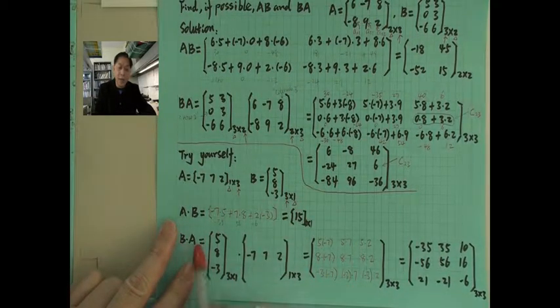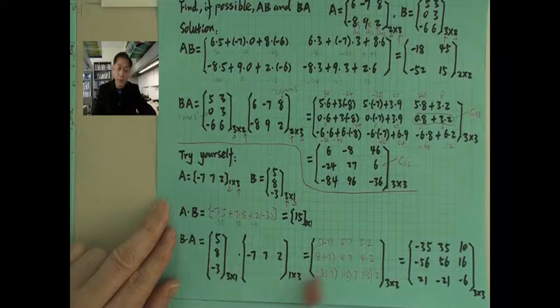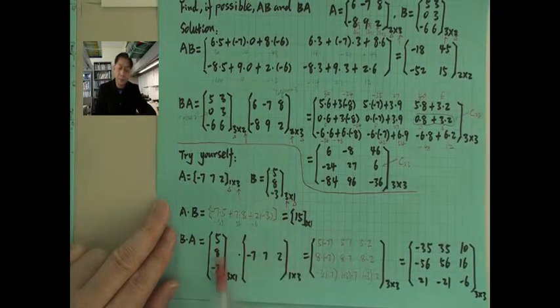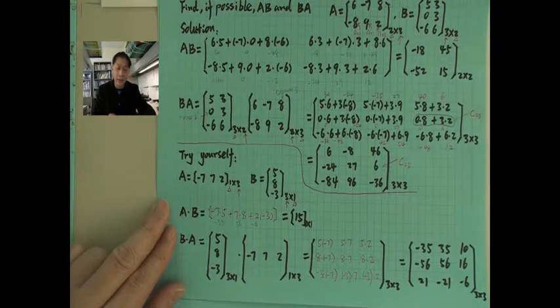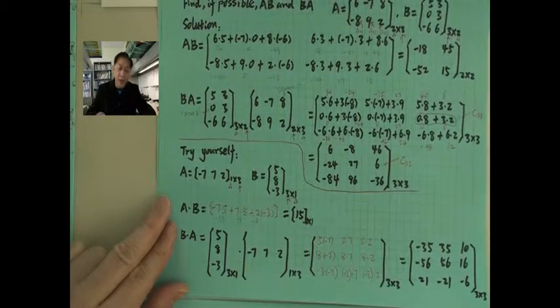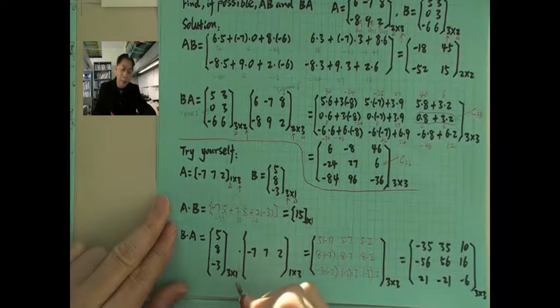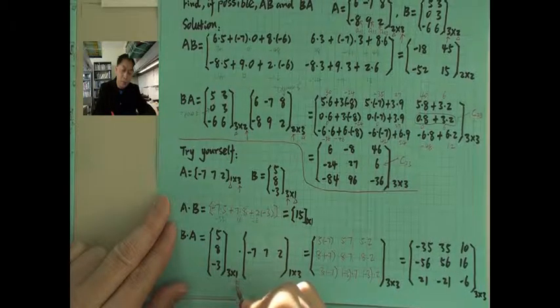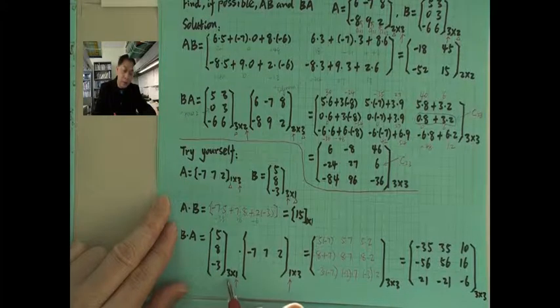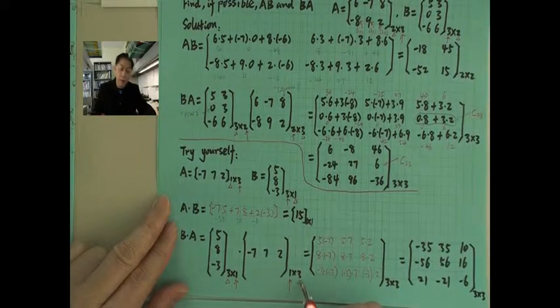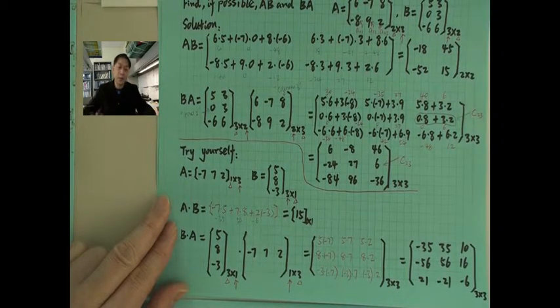If you do B times A, B is this one, A is this one. Okay? And then you can check the number of columns equals the number of rows. And then you should end up with 3 by 3 matrix. You got to enjoy yourself about this one. Try yourself.